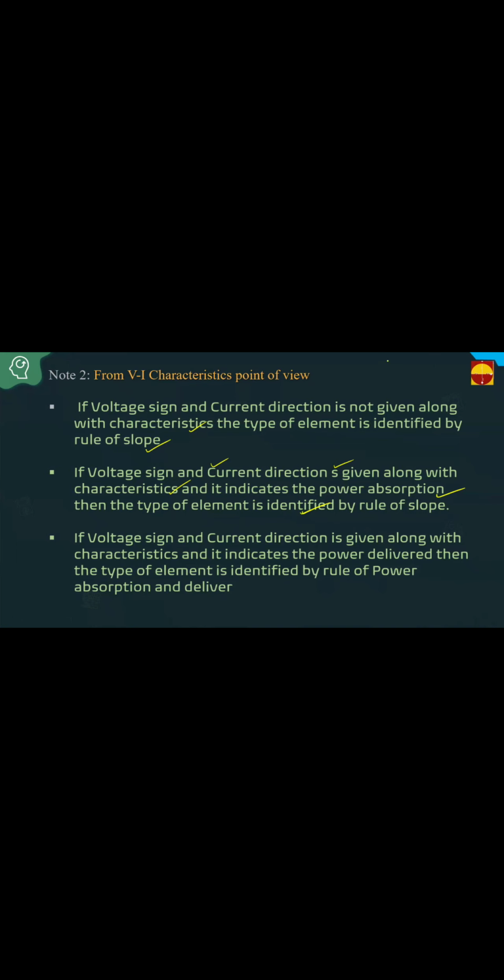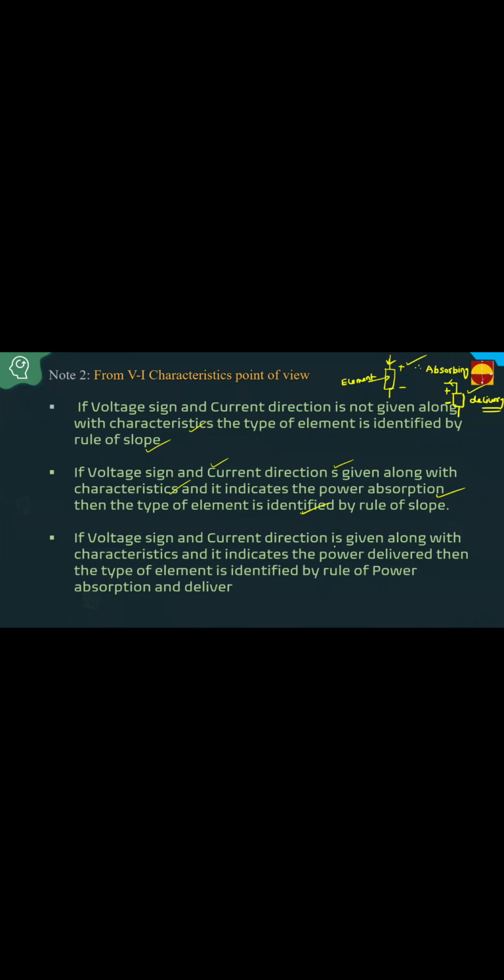How to say whether an element is absorbing power or releasing power. For any element, let this be the positive and this be the negative. If current enters at the positive terminal, then you have to take it as absorption. Then power is absorbing. If the current is leaving at the positive terminal, then power is delivering. Power is absorbing means passive element. Power is delivering means active element.